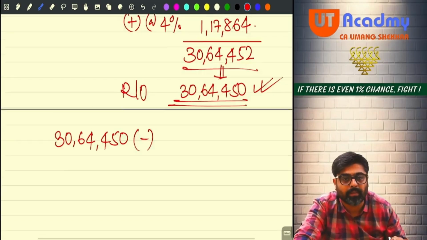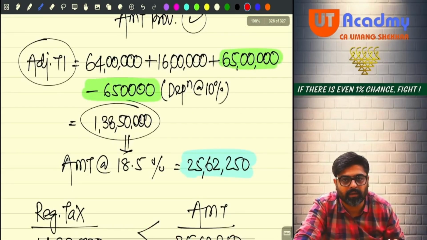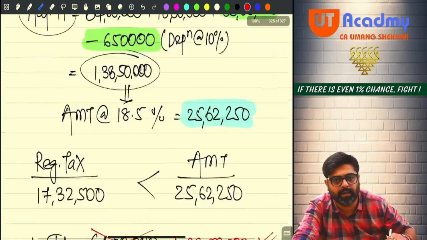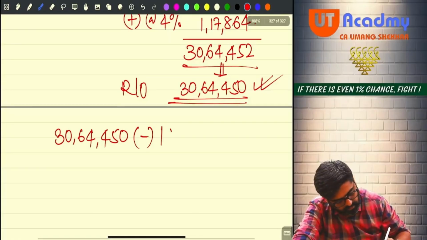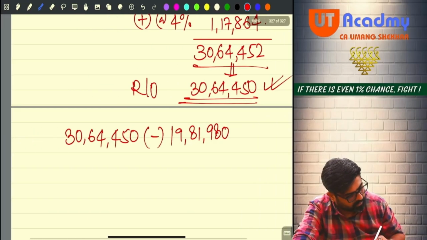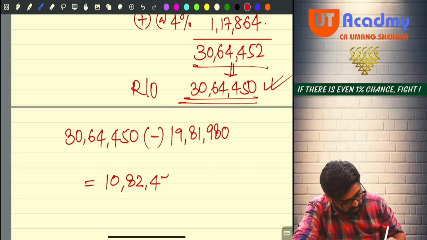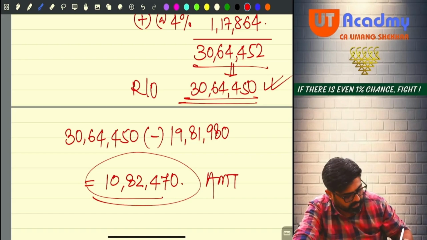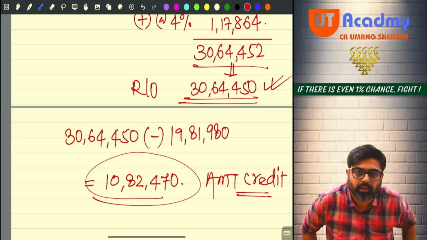But if AMT was not applicable, how much would the government have extracted from your pocket? The government would have extracted only 19 lakh 81,980. So how much extra? It is 10 lakh 82,470. This is your AMT credit. Will you be able to calculate like this?